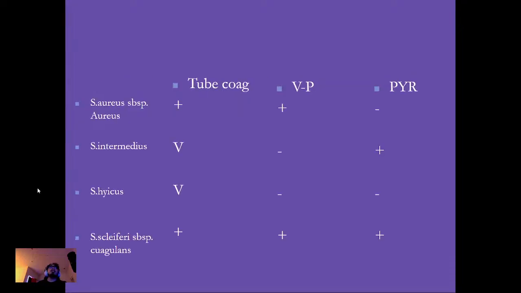Now, what you will notice is that Staph aureus subspecies aureus and Staph schleiferi subspecies coagulans, they both test positive for Voges-Proskauer and tube coagulase. But the difference between the two is the PYR test or the pyrrolidonyl aryl amidase test. Why? Because class, one of the deciding factors to see whether or not your organism is Staph aureus is PYR test. Pag sobrang dami ng confusion, PYR test ang ginagamit.